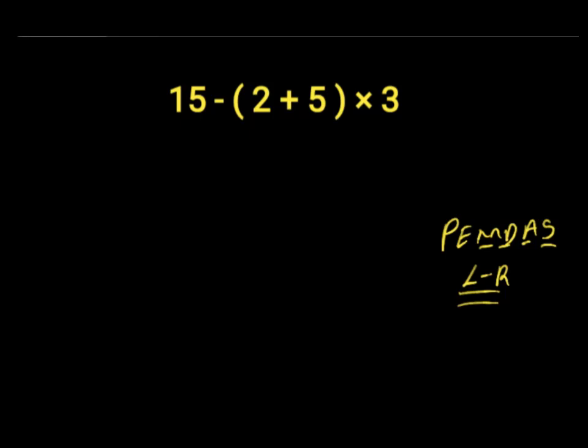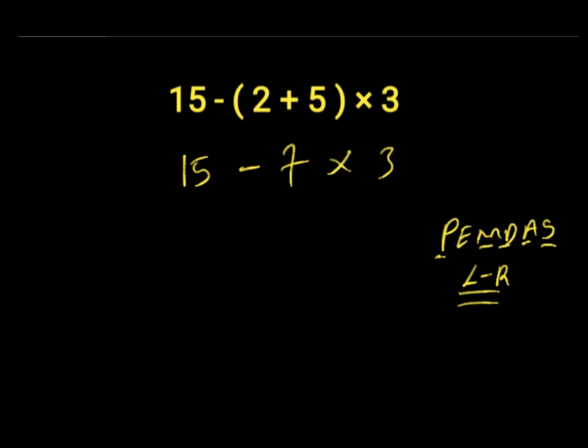First of all, we are going to work with our parentheses because they come first. In our parentheses, we have 2 plus 5. 2 plus 5 will give us 7. Then we'll bring down our 15 here. Then bring down our 3 here.